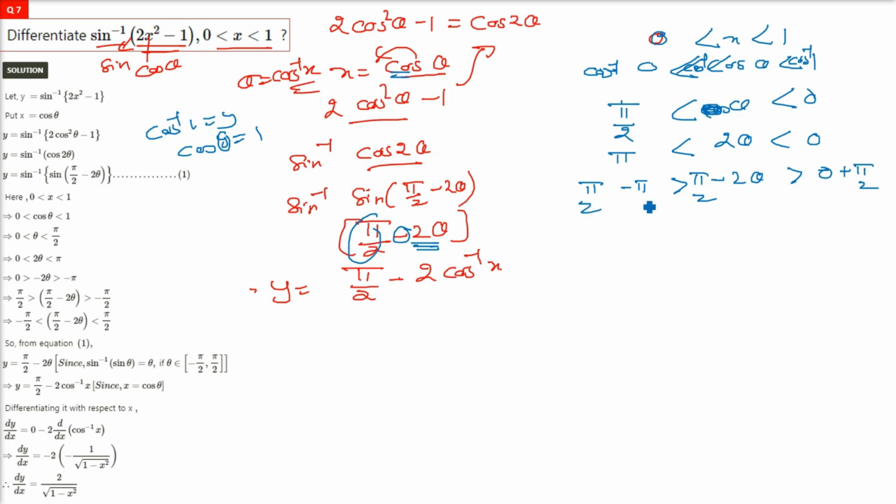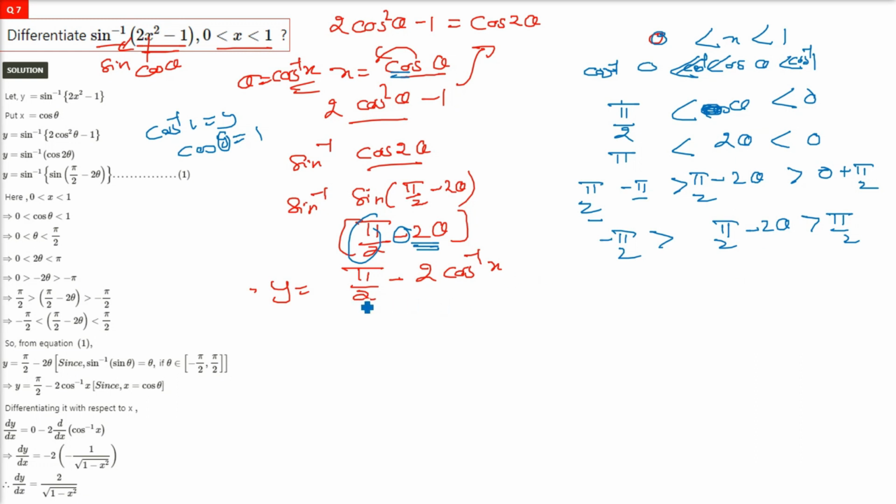Add pi by 2 to minus pi, what is it? Negative pi by 2. Pi minus pi by 2 is pi by 2, but here it is pi by 2 minus pi, so it is negative pi by 2. So let us write negative pi by 2 here. Inside this, we already have pi by 2 minus 2 theta. And here 0 plus pi by 2, so it is pi by 2 only.